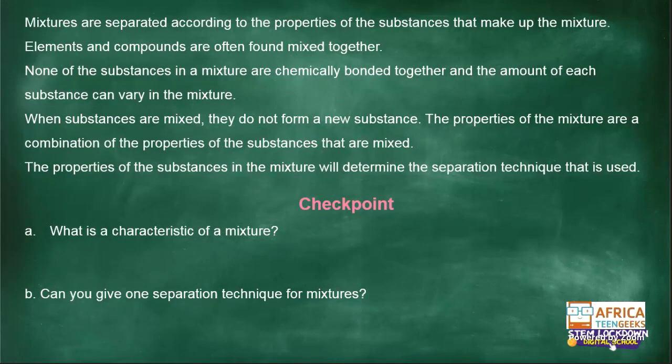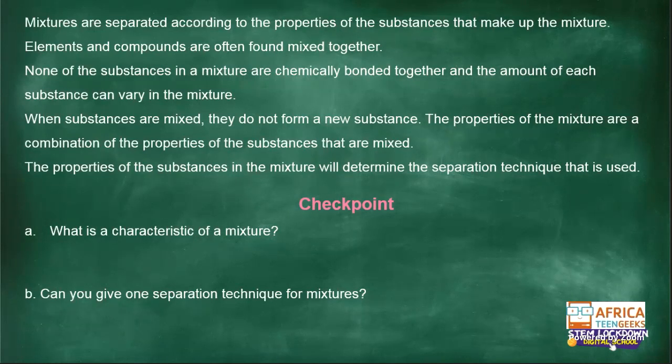Then we have the properties of substances in a mixture will determine the separation techniques that are used. So this point is repeated for you to remember the different separation techniques. Okay, if I can recall it quickly, it was sieving, hand sorting, chromatography, distillation, decanting, and I'm sure you remember the rest.